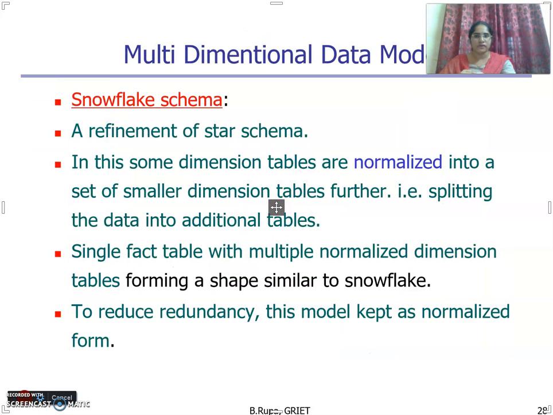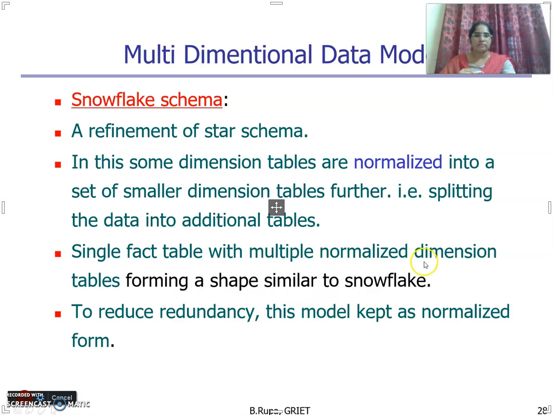Okay, next we can go for the next schema, the snowflake schema. This snowflake schema is a refinement of the star schema. In this, some dimension tables are normalized into a set of smaller dimension tables. That means the data in the tables is further split into additional tables. Normalized dimension tables are available within the snowflake schema.